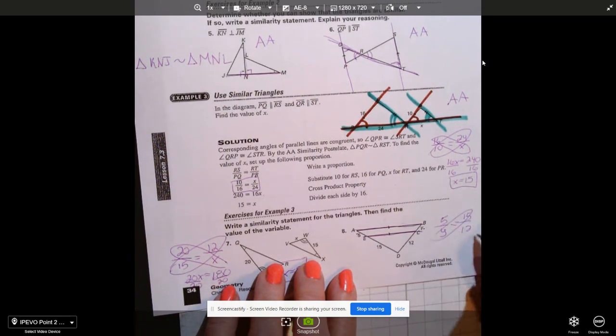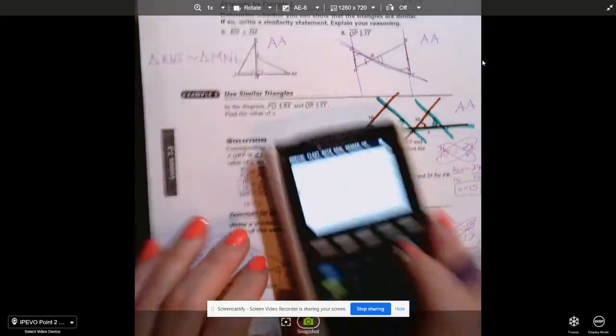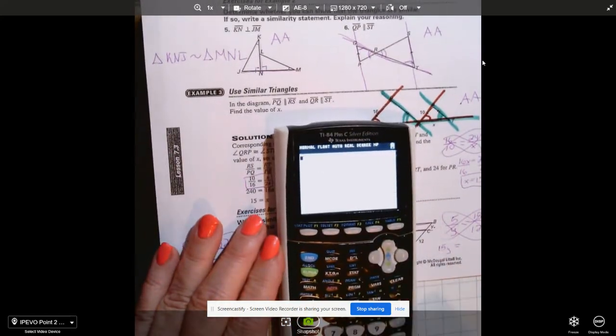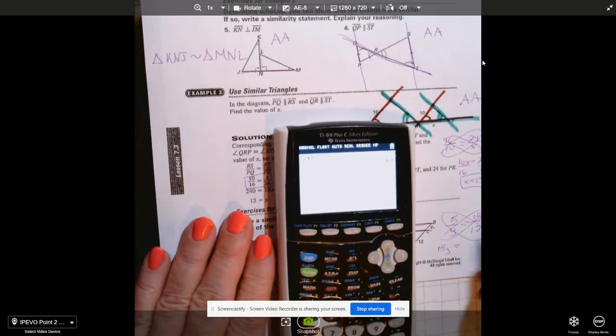And then once again, you can cross multiply. 15y equals, again, if you don't know what 12 times 5 is, just go to your calculator. 12 times 5 would be 60. And then to solve this, you're going to divide by 15. 60 divided by 15 will give you 4.